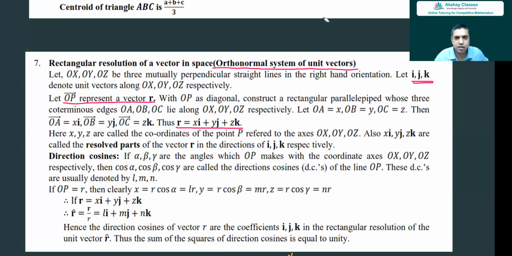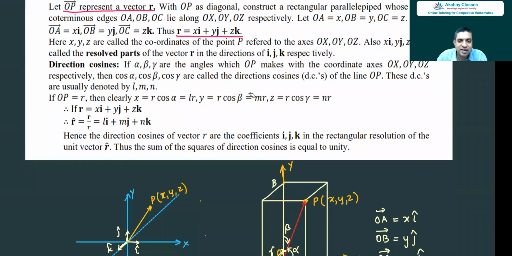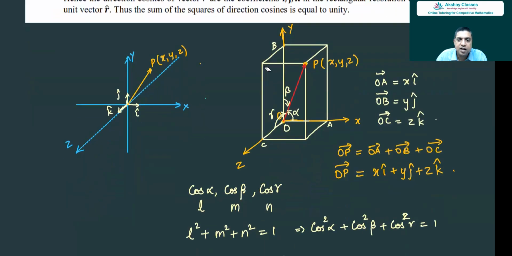So last week we discussed resolution of a vector in space along three orthonormal system of unit vectors, that is i cap, j cap, and k cap. And we also discussed the direction cosines. If this is a vector in space, the angle that the vector makes with the positive x-axis, the positive y-axis, and the positive z-axis is alpha, beta, gamma.